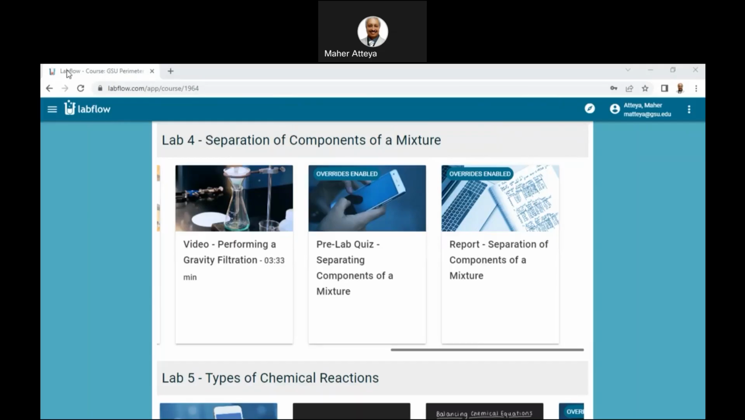Let me undo it. So this is the theoretical background here, the first one, the PDF, separating components of a mixture. The next one is the actual experiment. So this is the actual experiment. So let me just insert this one here, and then a shape.